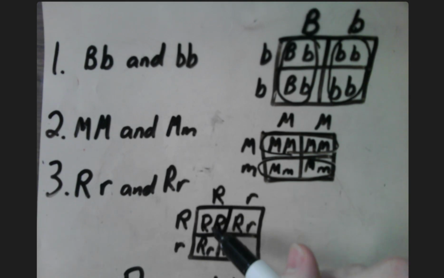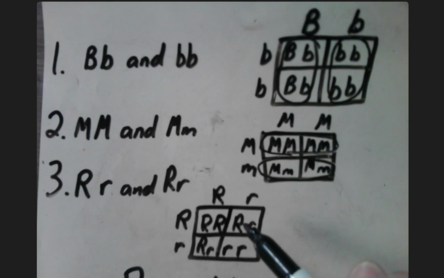We have 25% homozygous dominant. We have 50% heterozygous dominant and another 25% homozygous recessive. All right, let's take a look at a word problem. All right, number 4.